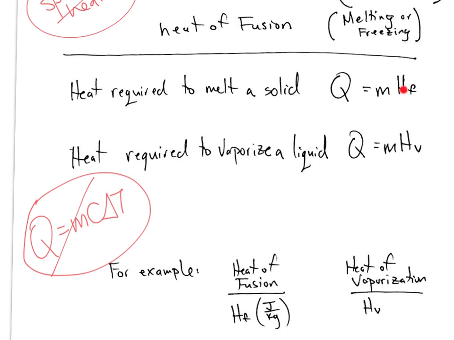and then we have this coefficient, this number, that is a property of that substance. So this would be a property of water, just like specific heat is. And then change in temperature doesn't apply here because the temperature is not changing. We're just changing from one state to another. So we will work through an example where we use either this or this.